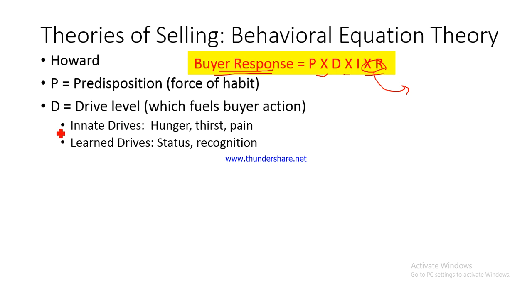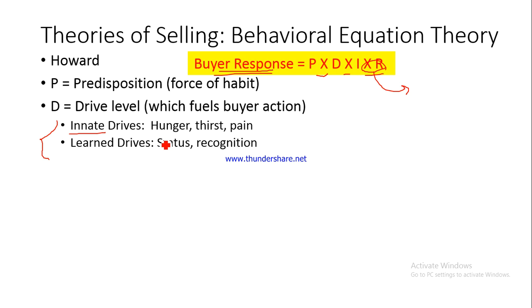Now the drives can basically be of two types. Innate are those which are present in you right from your birth. For example, hunger, thirst and pain. Have you seen a young child, maybe just 1.5 months old or maybe just 2 days old? He feels hungry, and when he feels hungry, what does he do? He cries or she cries. So this is an innate drive. So the action of crying is fueled by this particular drive, the hunger drive.